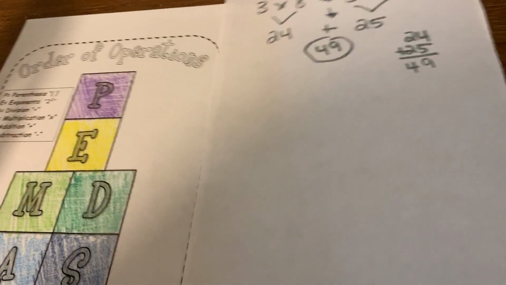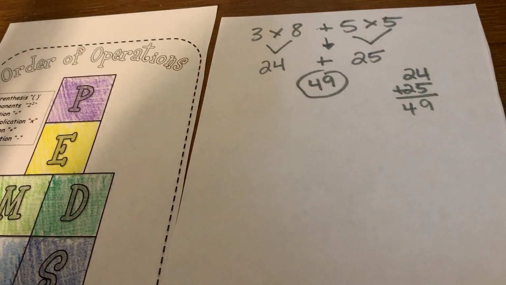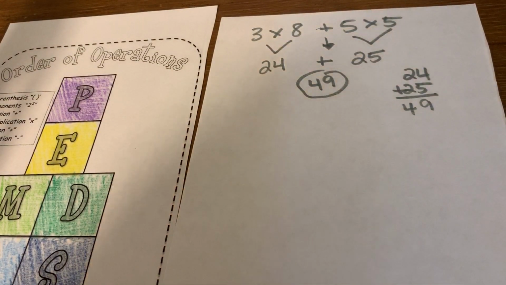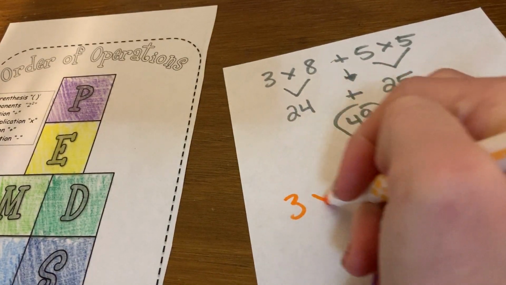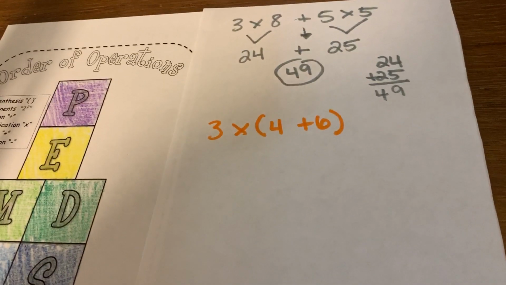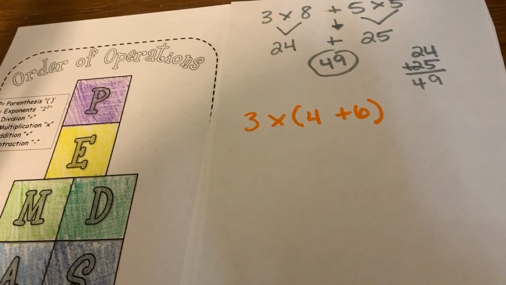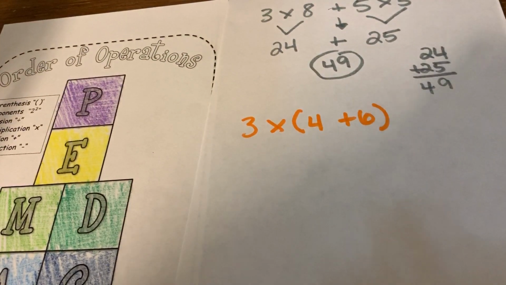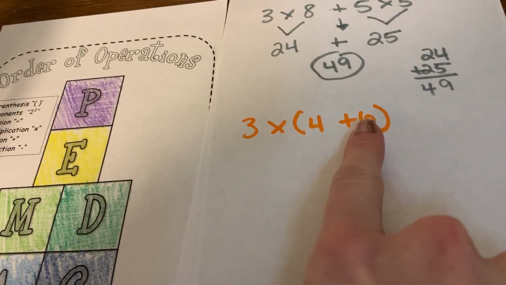Okay, so let's go ahead and look at another problem. I'll do another one as an example with you before I have you practice one on your own. So this problem is 3 times the quantity 4 plus 6. Okay, this is the next problem we're going to look at. So you might be thinking, oh, well, there's 3 times something. Yes, multiplication normally does come before addition.